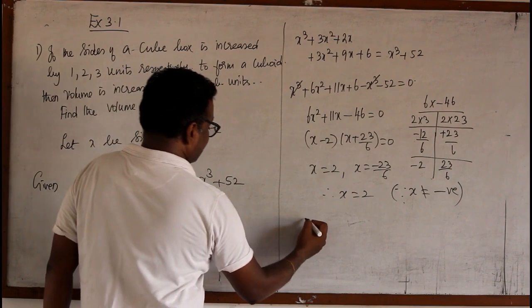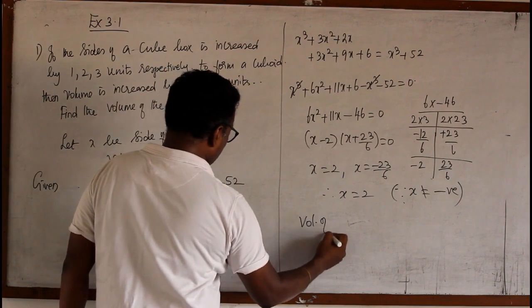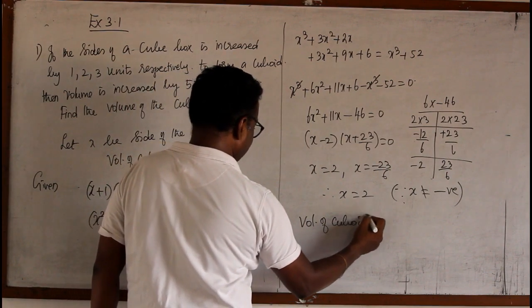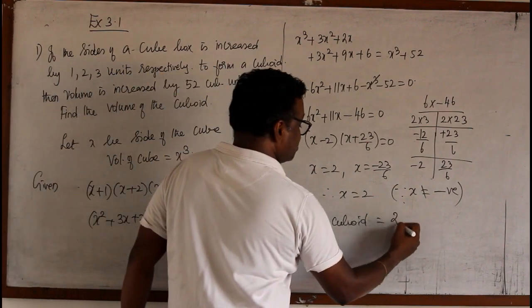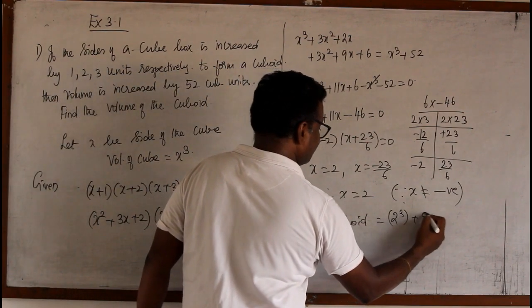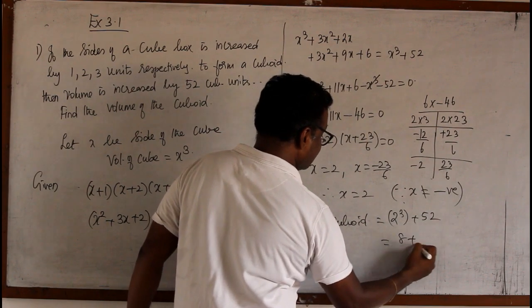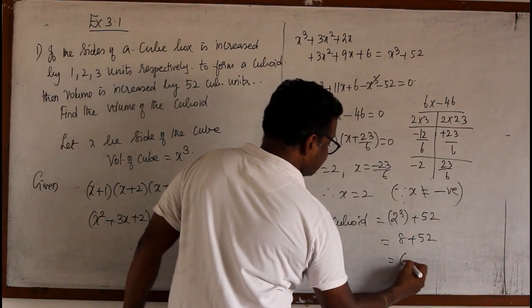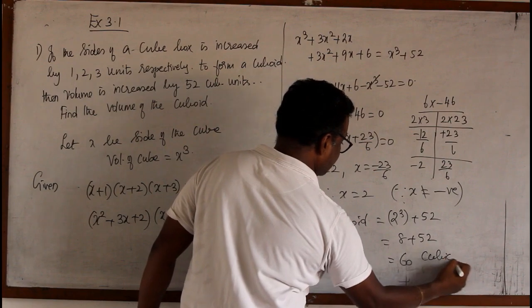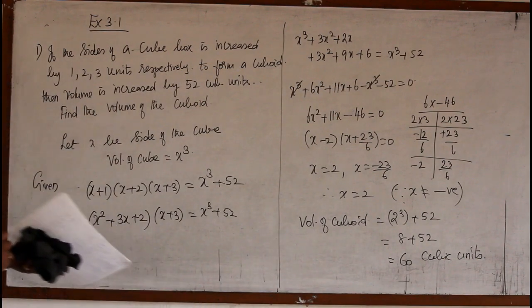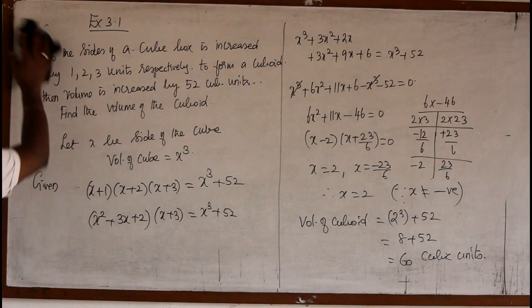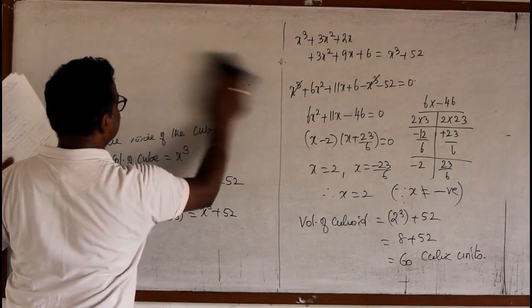Therefore, the volume of the cuboid they are asking is x cube plus 52. It is 2 cube plus 52. That is 8 plus 52, 60 cubic units. This is the first problem. Now, we shall go for the second problem.